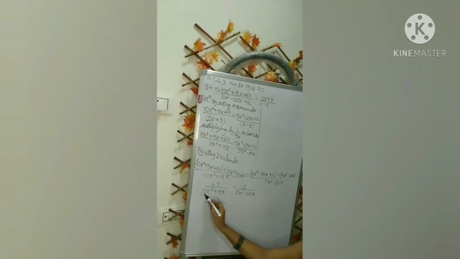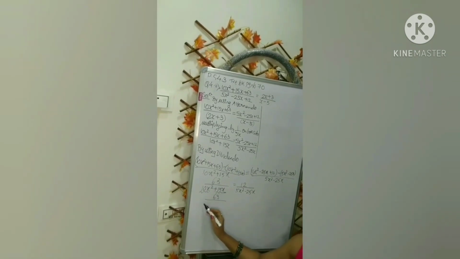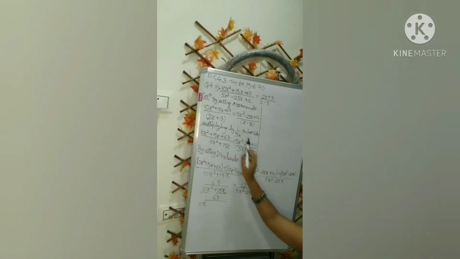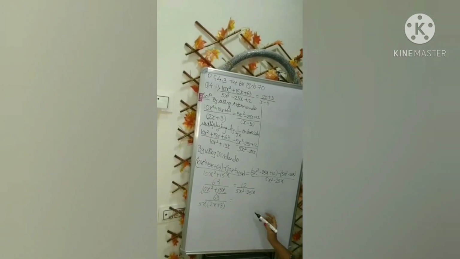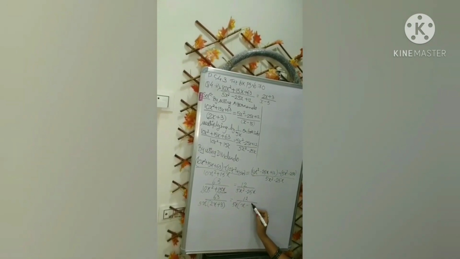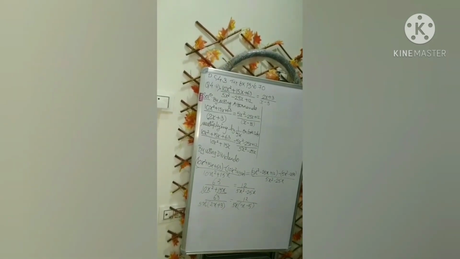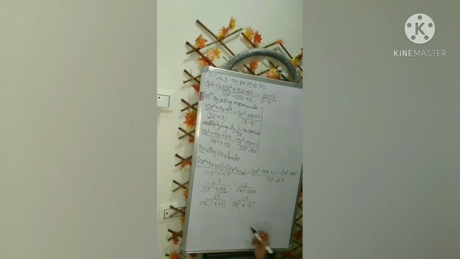63 remains as it is. In 10x square and 15x, I can again take out the same 5x which I multiplied here earlier. I am going to take it out as common, and again I will go back to the same fraction I had. Here also 12 upon 5x comes out common, and x minus 5 remains there. As you can see, 5x is the common thing on both sides. We can again multiply by 5x instead of multiplying by 1 upon 5x, and simply cancel it. Now what I am left with here is 63 upon 2x plus 3 is equal to 12 upon x minus 5. We simply cross multiply them.